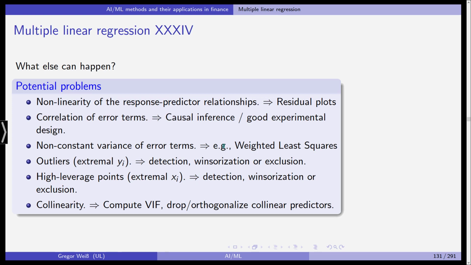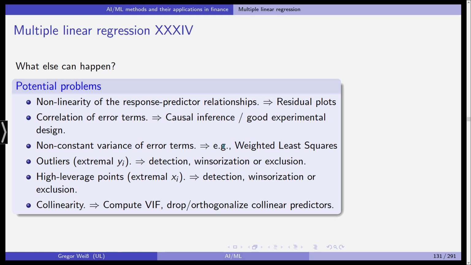And last but not least, we have collinearity, multicollinearity, meaning that x1 and x2, for example, share a high correlation, and this means that one of the variables is obsolete. You don't need x1 and x2. The information that is needed to explain our response variable is already included in x1, for example. Then we can exclude x2, we can drop it, or we can orthogonalize this collinear predictor.